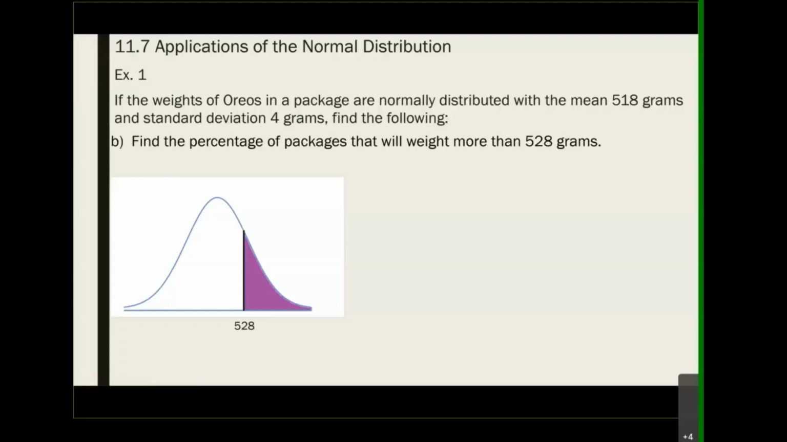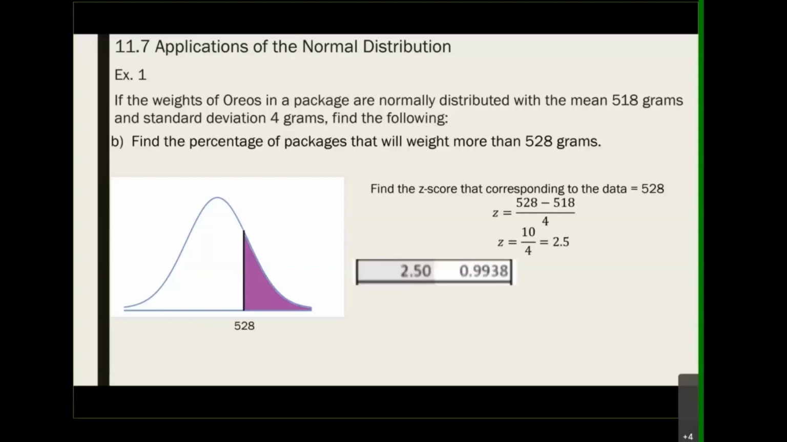Like I said, the second step is we need to find the z-score corresponding to 528. To find it, we take 528 minus 518, divided by 4, which is 10 divided by 4, giving you 2.5. That's your z-score, the number we have to go into our chart with and extract out, which is 2.5.